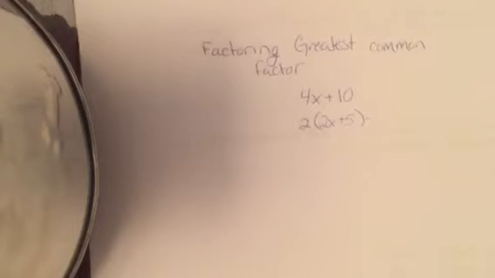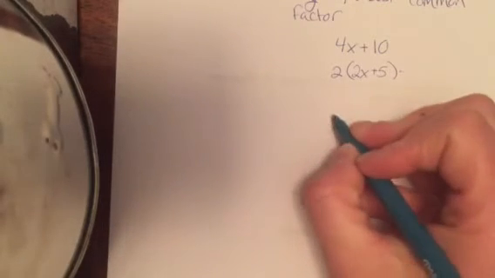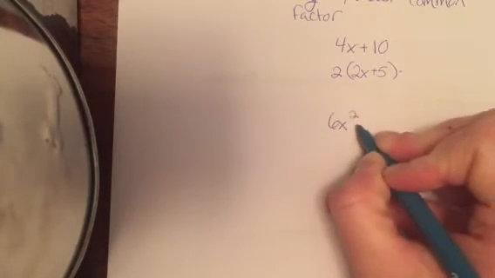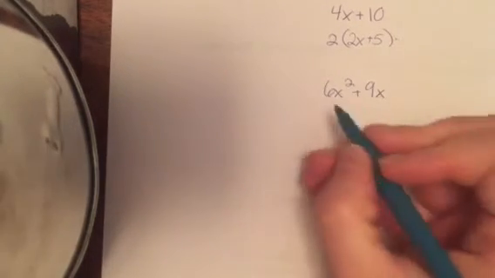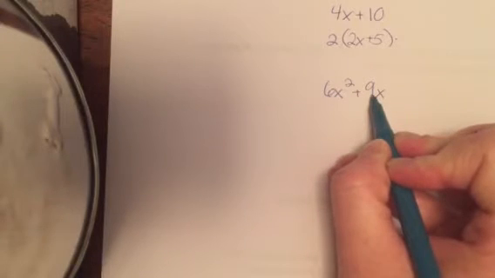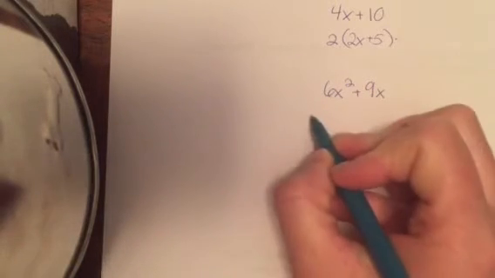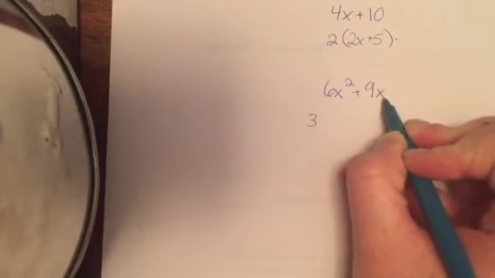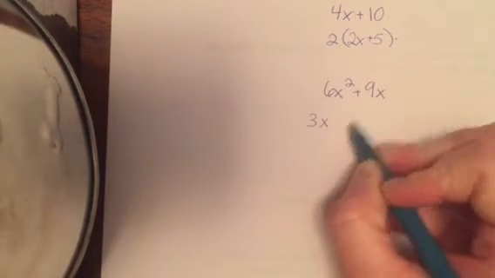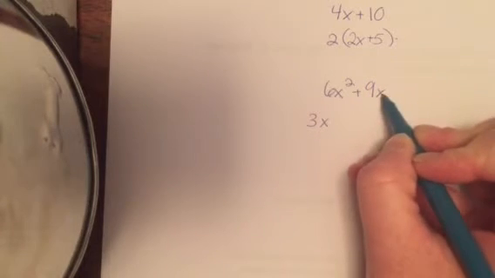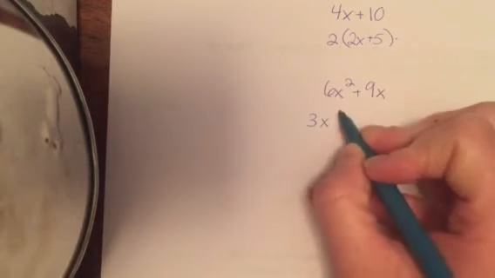Okay, let's make them a little bit trickier. If I have 6x squared plus 9x. So here I'm going to look at what is the largest thing that goes into both. Well, 6 and 9, the biggest thing that they can both be divided by is 3. And then they both have at least one x. So the most x's I could take out is 1 because this has 2 and this only has 1. So I'm going to take out an x.